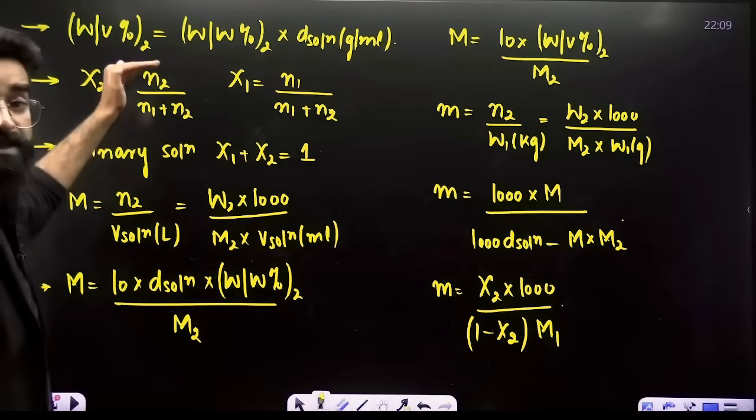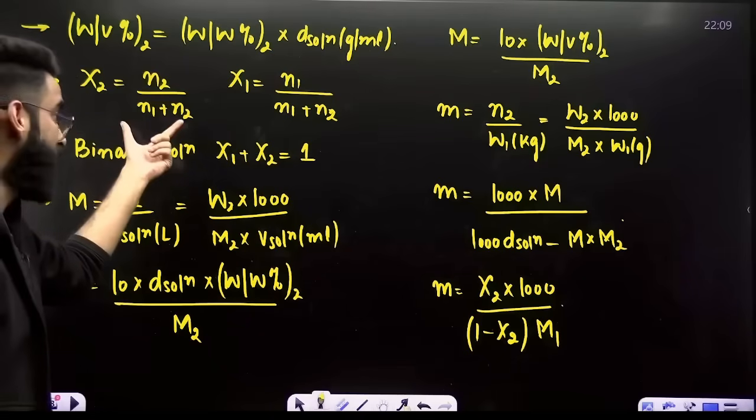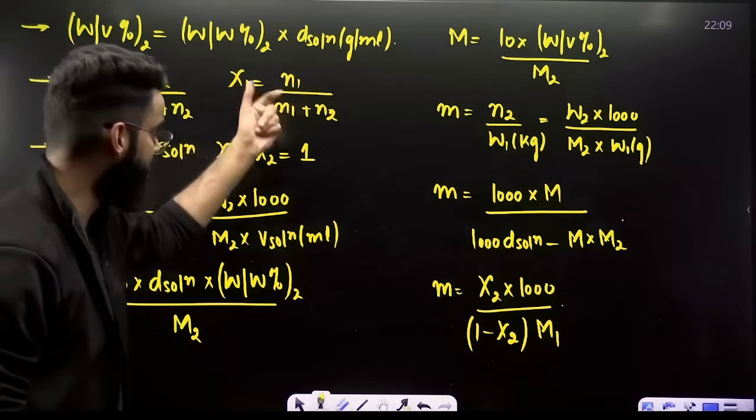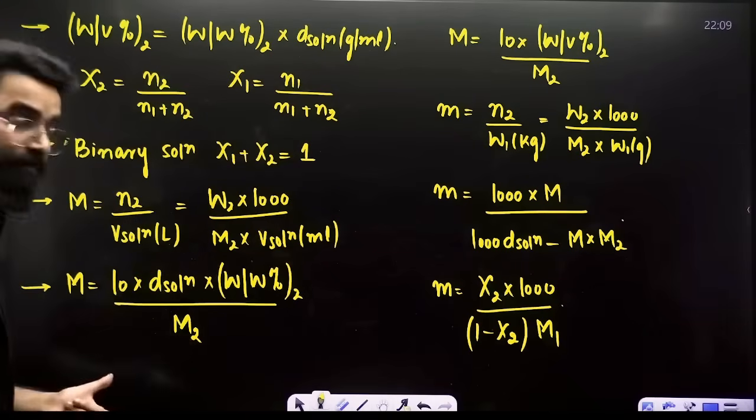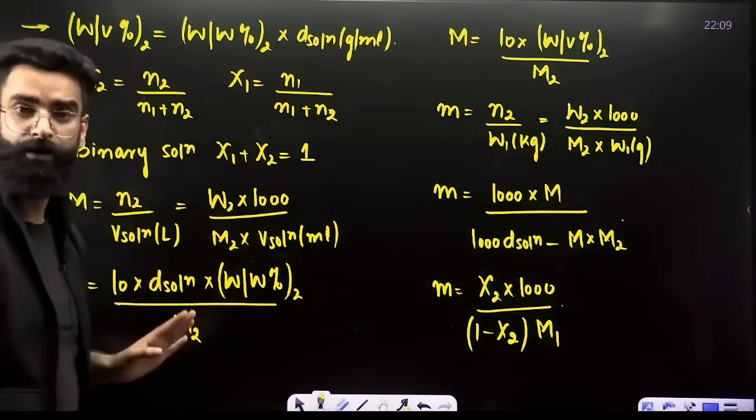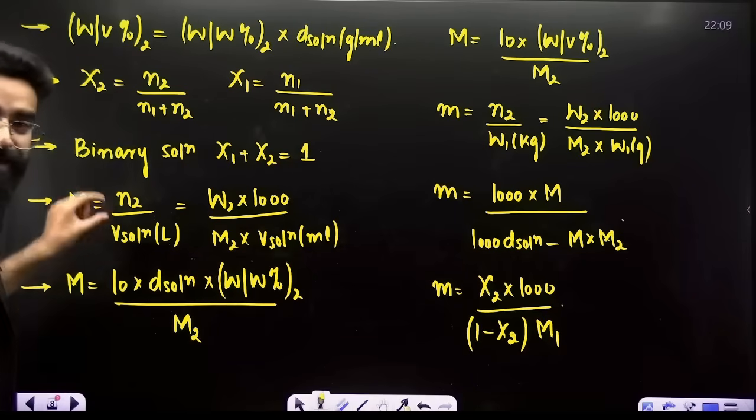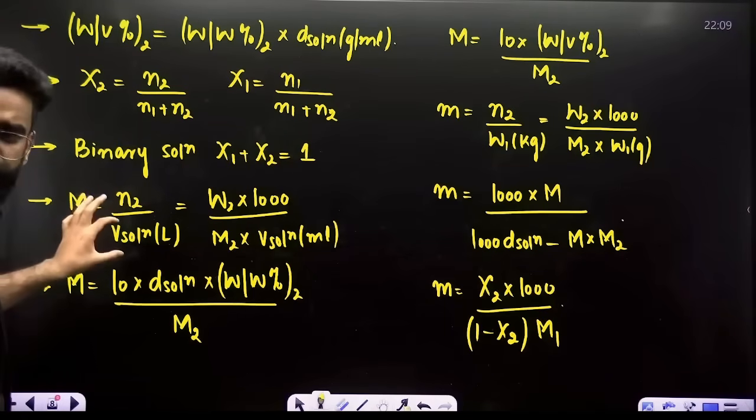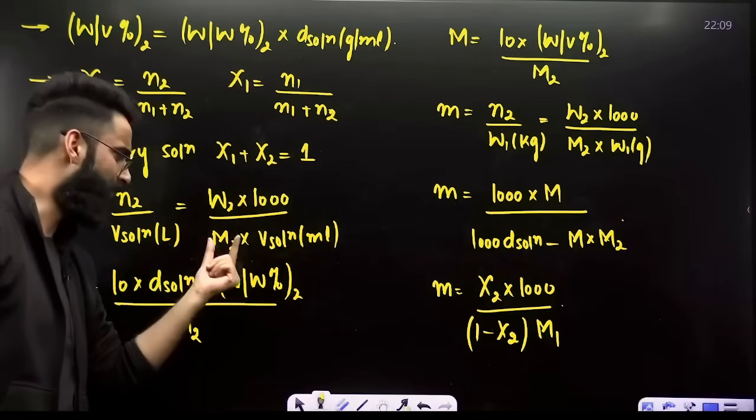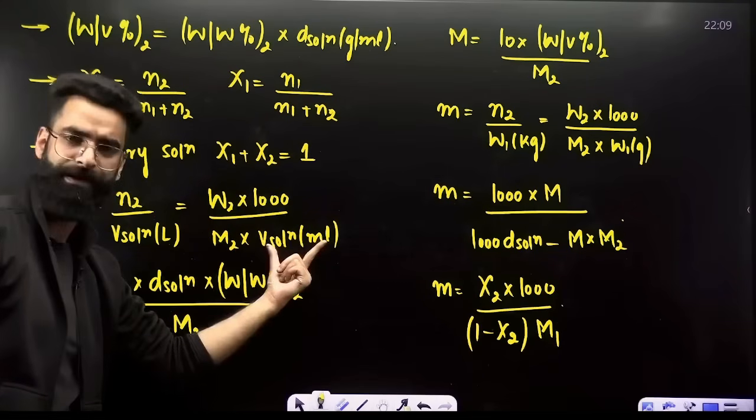Mole fraction of solute is equal to moles of solute divided by total moles present in the solution. Mole fraction of solvent is equal to moles of solvent divided by total moles present in the solution. In case of the binary solution, chi1 plus chi2 is always equal to 1. When it comes to the molarity, it is number of moles of solute divided by volume of solution in liters, or mass of solute in grams multiplied by 1000 divided by molar mass of solute multiplied by volume of solution in ml.